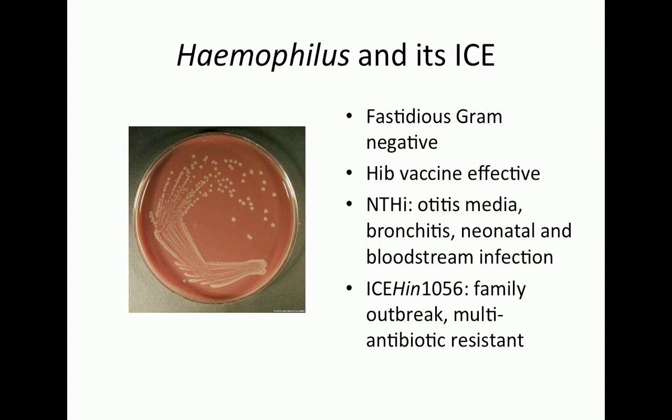ICEHin1056 was first discovered in a Hib isolate causing a family outbreak of multi-drug resistant disease in the 1990s. And work by my colleagues at Oxford has shown that actually ICEs of this family are widespread in Haemophili and in fact account for over 90% of the antibiotic resistance seen in Haemophilus in a study of Oxfordshire children.